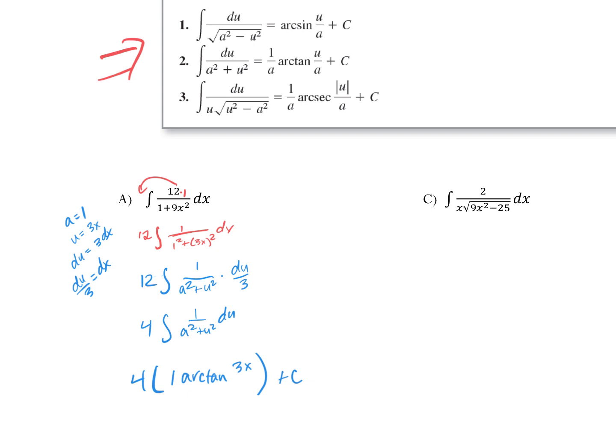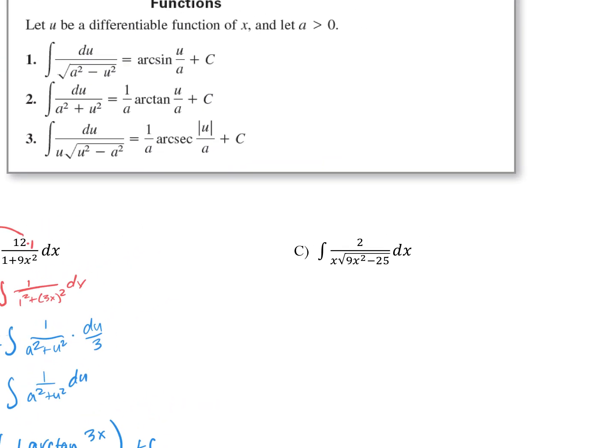Can the 1 still be 1? It is what it is. Why did we change it to... Because that's right here. Okay, you guys, what does this one look like?